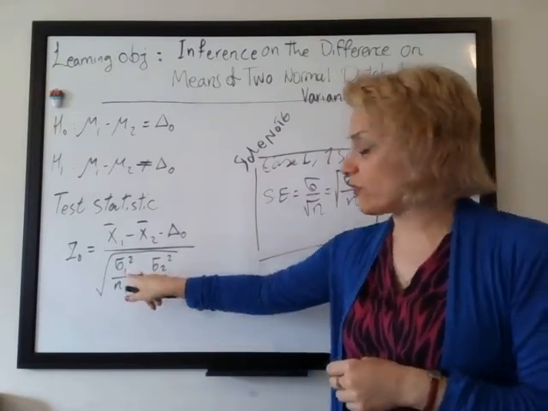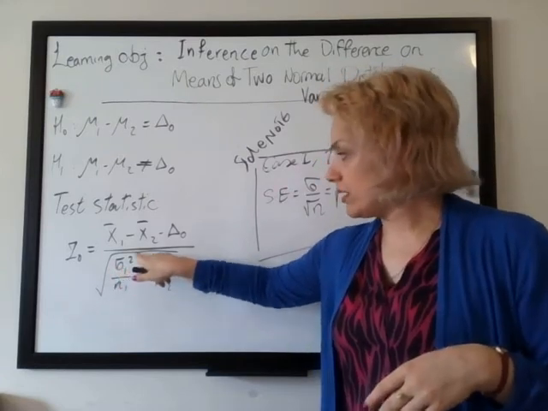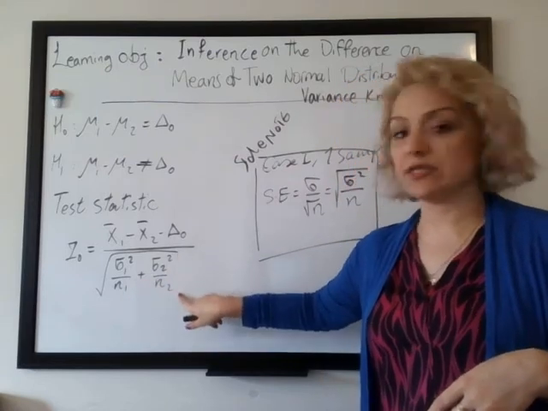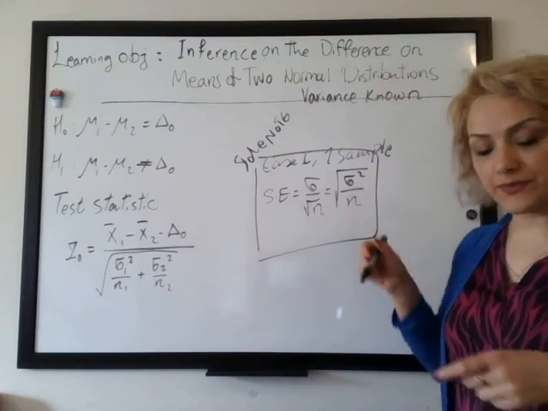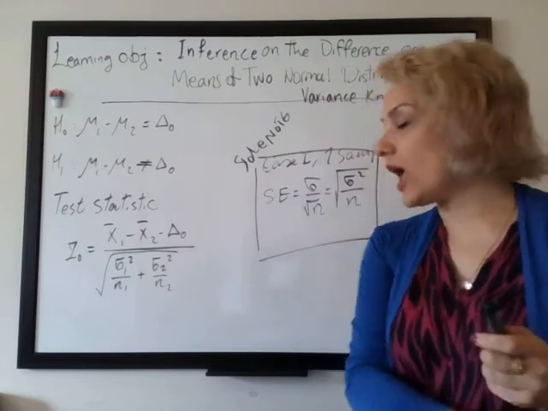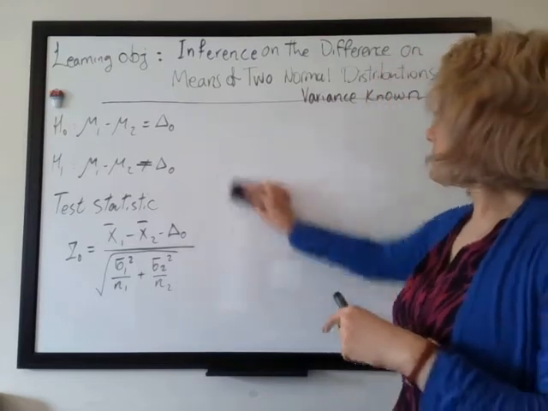So here is the sigma, because we have two samples, or two populations. Sigma 1 squared divided by n1 plus sigma 2 squared divided by n2. It's like you're adding one more data after one more sample over to this one. So that's our test statistic.